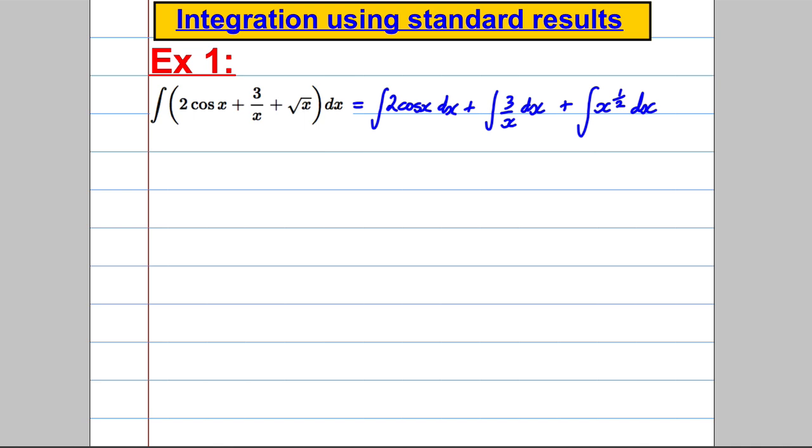The next thing I always like doing is take out a factor in the integral. So take out that factor and take out that factor. It makes the integration easier.